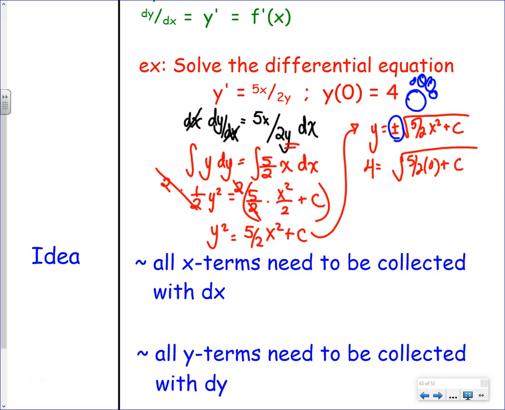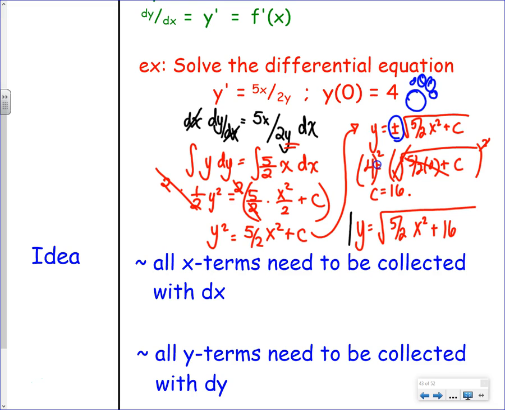So we can go ahead and solve for c. That's just going to be 0, right, guys? Square both sides. c is equal to 16. So my final, oh, I have to square both sides? Both sides. Sarah, oh, be nice. Then I end up with y is equal to, not plus or minus, that's not for this clue, just positive square root of 5/2 x squared plus 16.